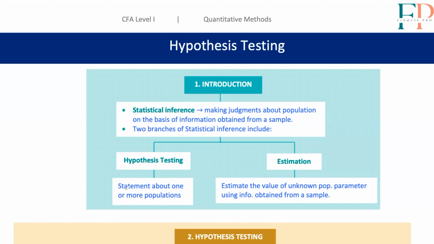A hypothesis is essentially a statement about one or more populations. For instance, we might hypothesize that the average return on a certain investment is 5%. Hypothesis testing helps us objectively determine whether the sample data supports this hypothesis or not.